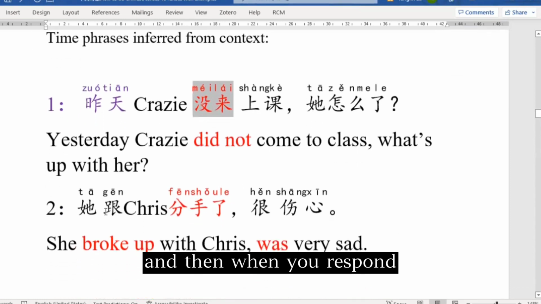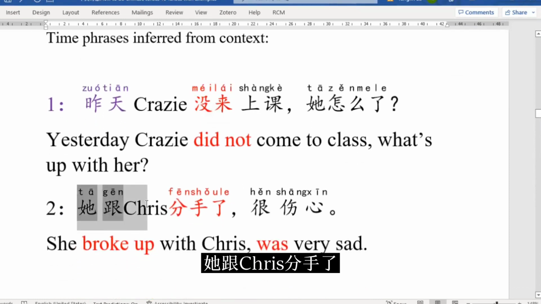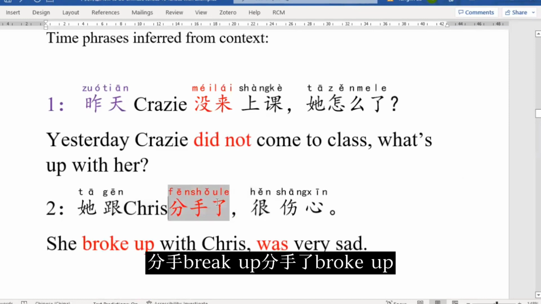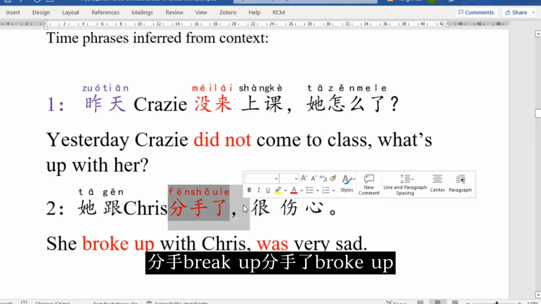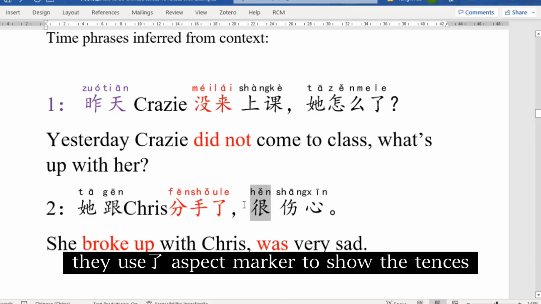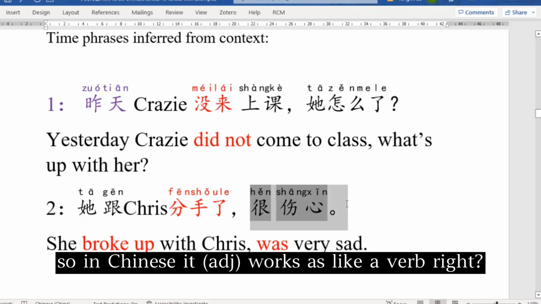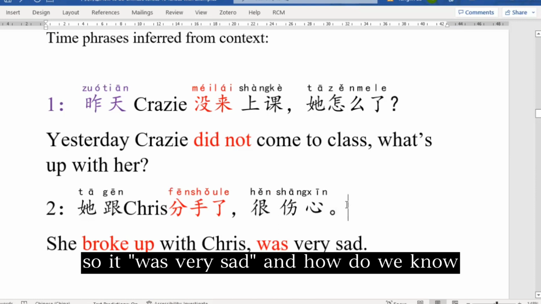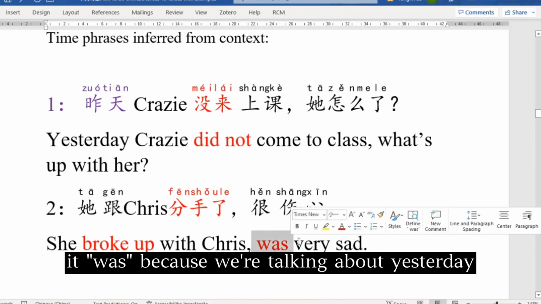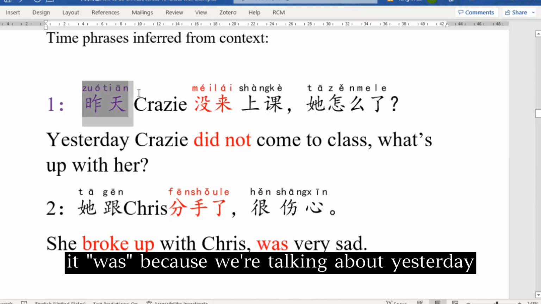And then when you respond, 他跟 Chris 分手了. 分手, break up. 分手了, broke up. So you use the 了 aspect marker to show the tense. And 很伤心, very sad. So in Chinese, it works like a verb, right? So it was very sad. And how do we know it was? Because we're talking about yesterday.